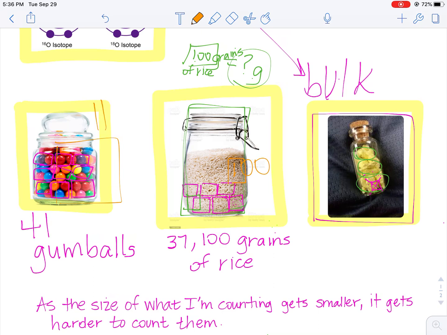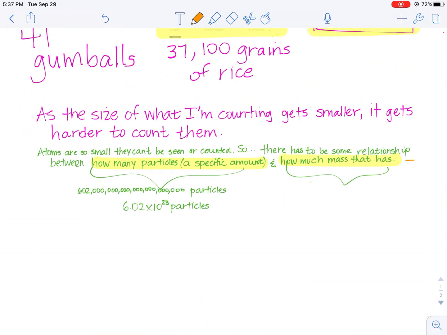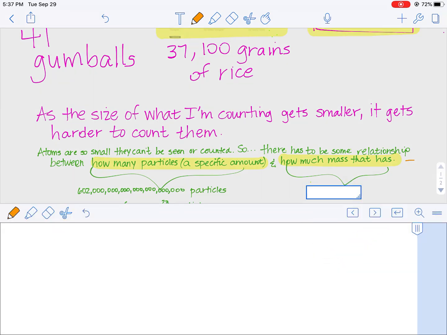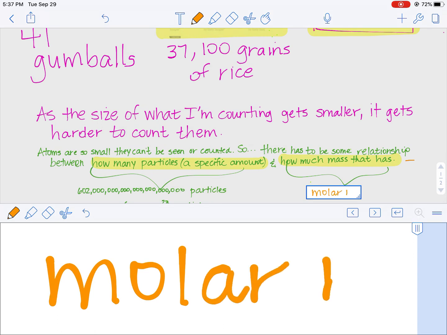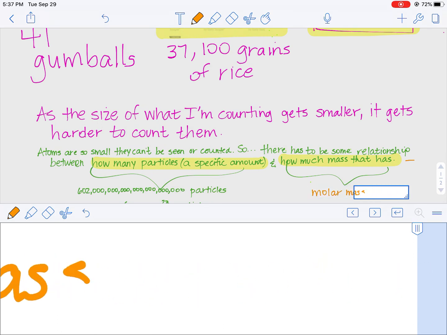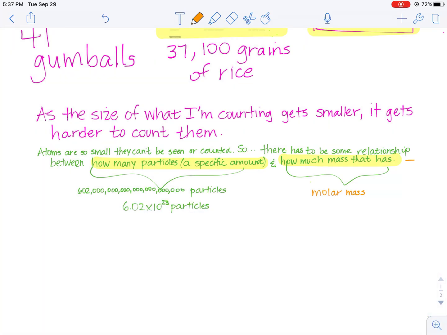The numbers, though, for the mass of the gumballs and the numbers for the mass of the rice, even though I've counted out 100 of those items, are going to be different, because one grain of rice and one single gumball do not have the same mass to begin with. So when we look at this relationship between 6.02 times 10 to the 23rd particles and how much mass that has, because we don't know what we're talking about specifically in terms of which particle, the only way we can refer to it is the molar mass. And that starts to bring us back to the title of our lesson, the mole concept.